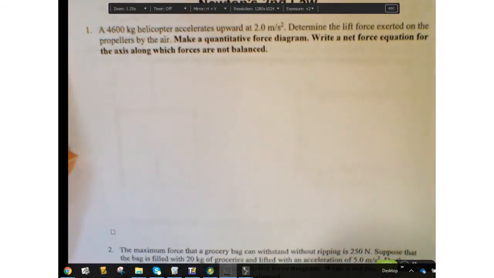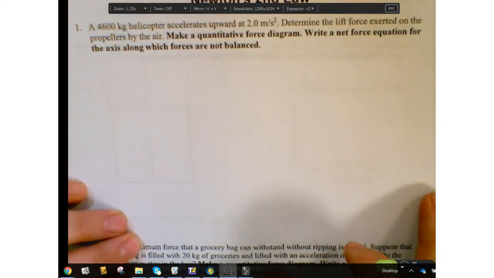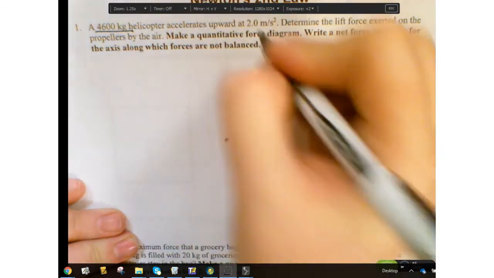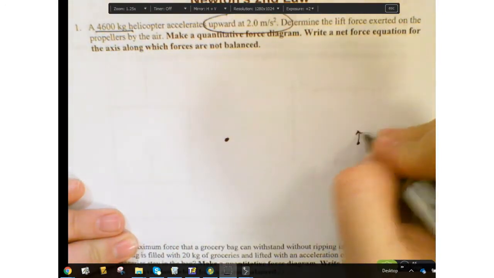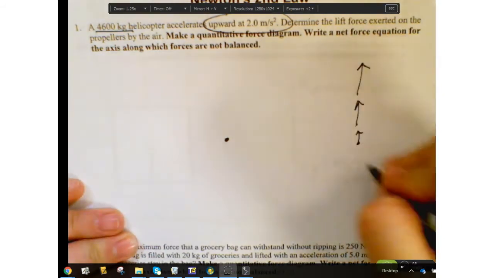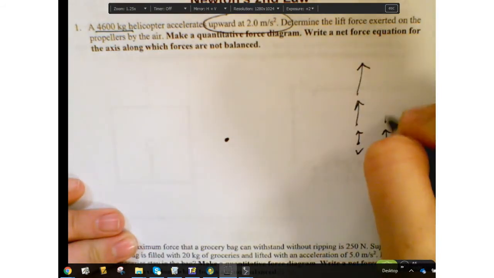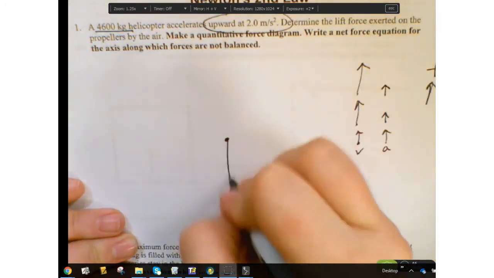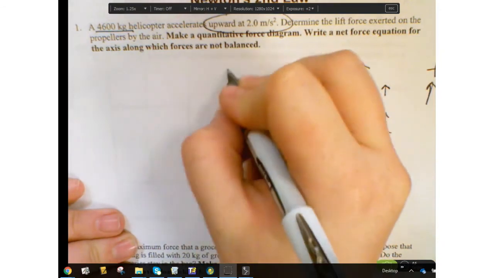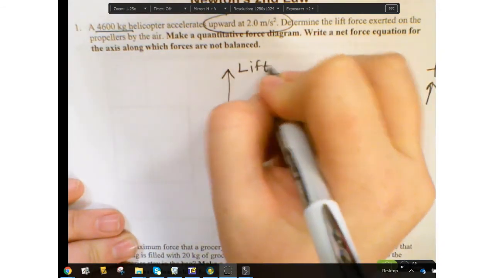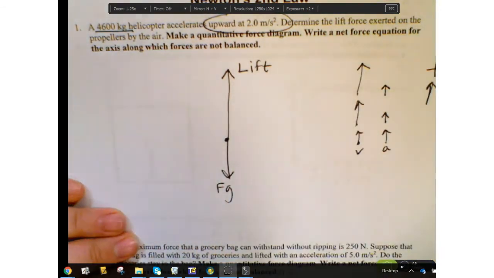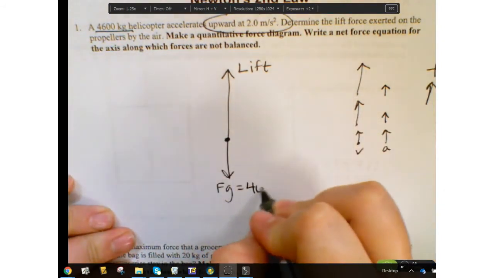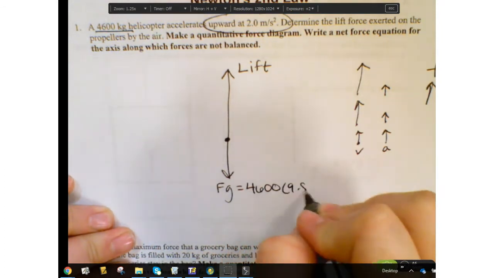Alright, so here we are looking at just word problems. So we have some helicopters accelerating up, so we must be speeding up, which tells me my acceleration is going to be positive. My sign convention will be that up is positive. So I'm going to have the force of gravity on this helicopter, and I'm going to have a lift force. This is just air getting up under the propellers to lift it up. The force of gravity is calculated by doing 4,600 times 9.8.